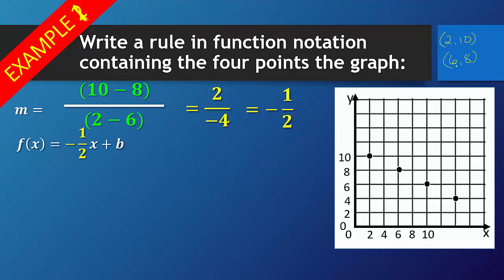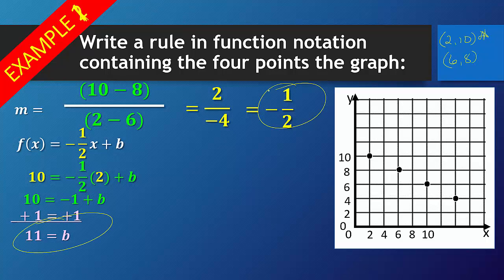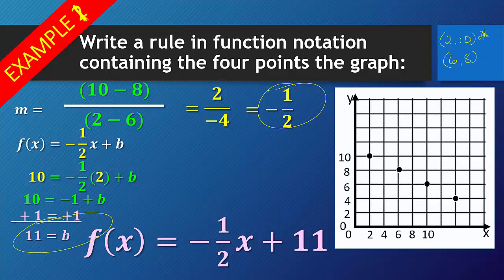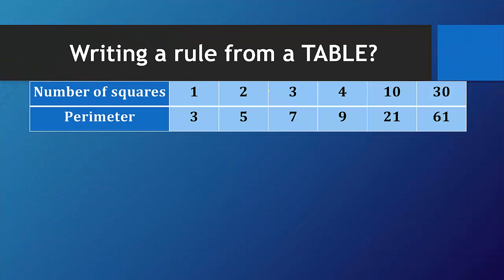Alright, so I'm going to plug that back into my slope-intercept form. So now I'm going to take 2 and 10, so this ordered pair here, and plug 2 in for my x, 10 in for my f of x. Okay. 2 times negative 1/2 is just negative 1. So I have 10 equals negative 1 plus b, so I add 1 to both sides and I get b equals 11. So now again, I have my b, I have my negative 1/2, good to go. I have f of x equals negative 1/2 x plus 11.